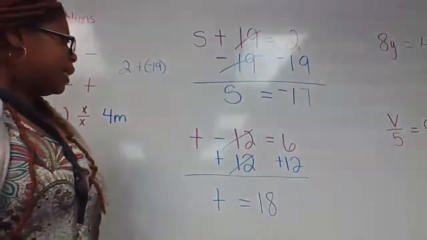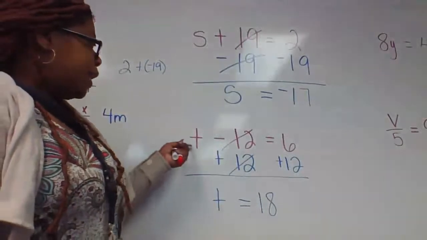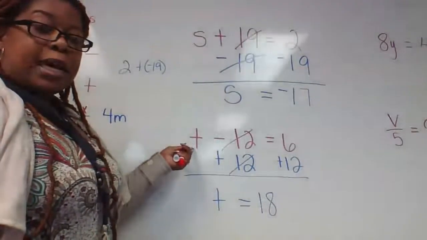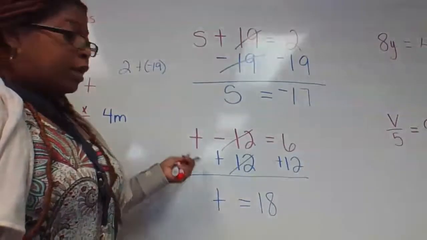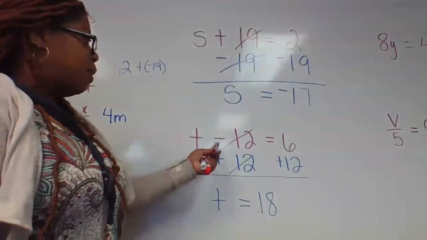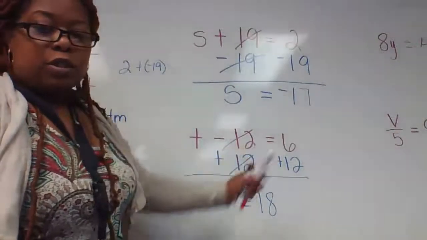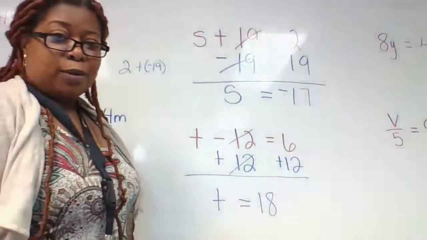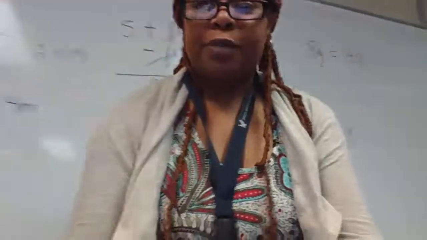So what we're saying is, if I had to remove the letter t and place a value there, I would place 18 there. And what I would find is 18 minus 12 equals 6. Okay? All right, let's move on.